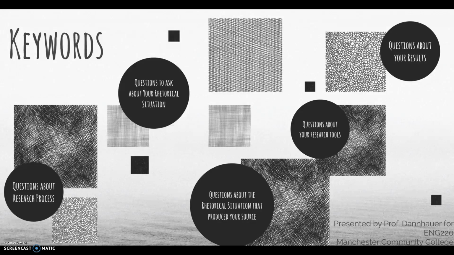So on the screen here, you can see that there are 5 questions about how to use your keywords in the most efficient way. The first one is questions about the research process, questions to ask about your rhetorical situation, questions about the rhetorical situation that produced your source, questions about your research tools, and questions about your results.